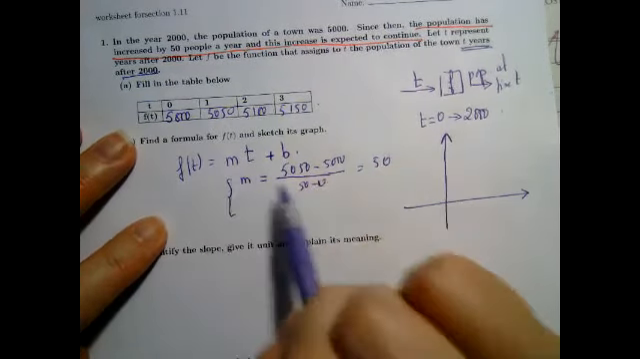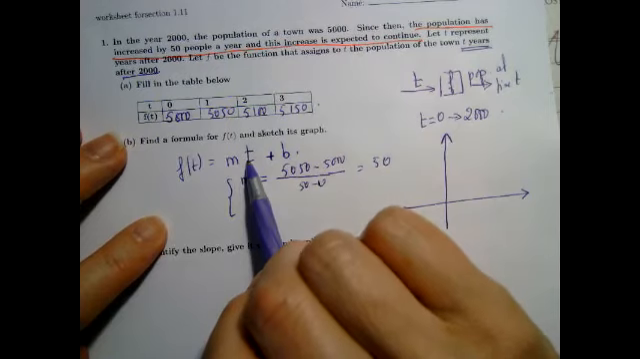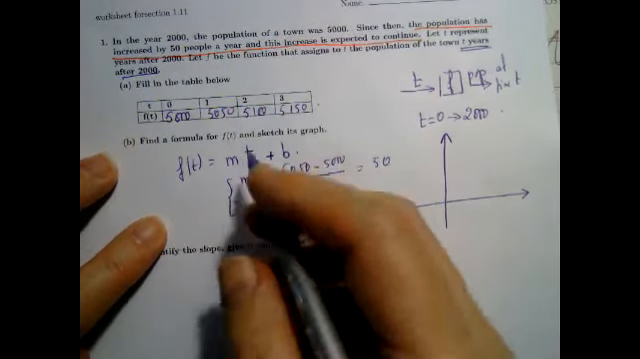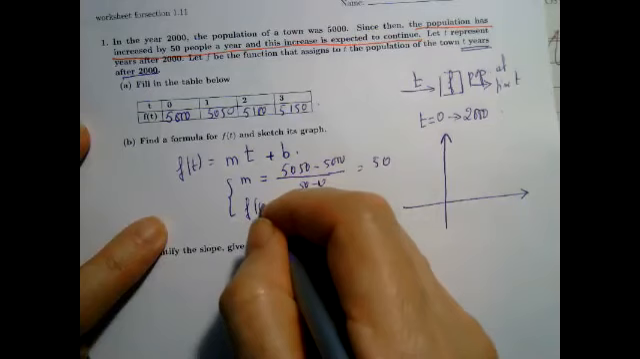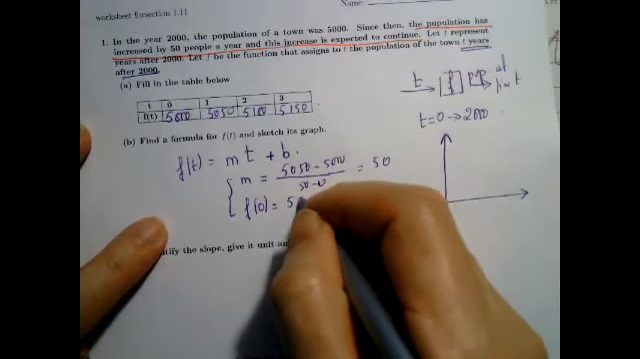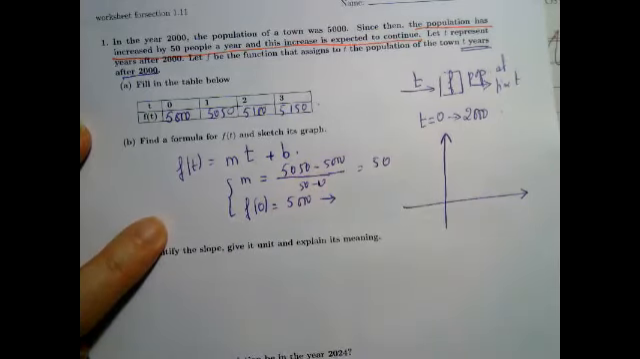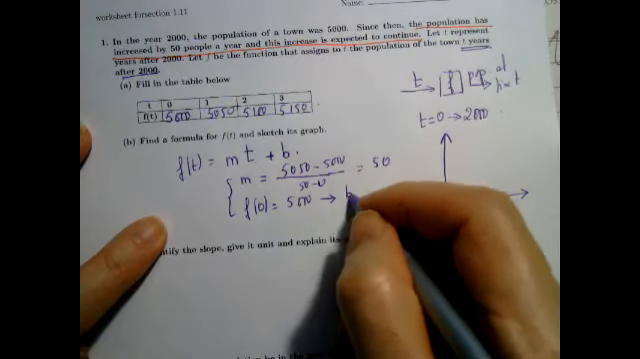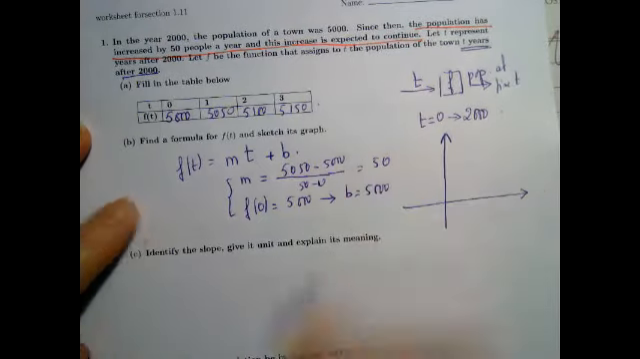Remember, b is what happened when t equals 0. So are they going to give us b? So f of 0 is 5,000. That's at 0. It means my b is 5,000.